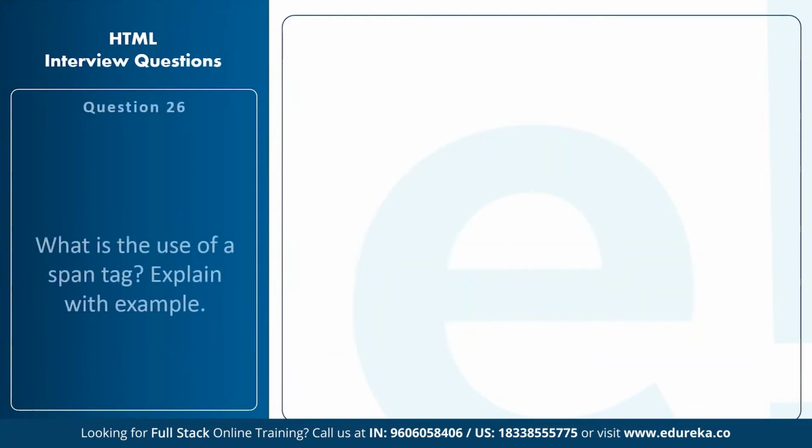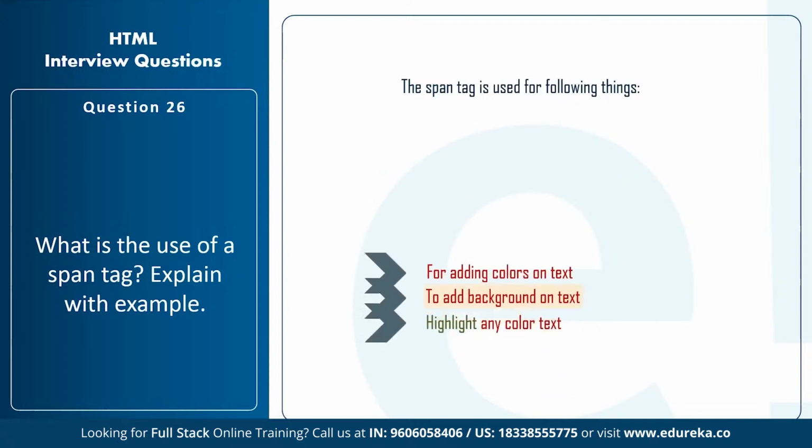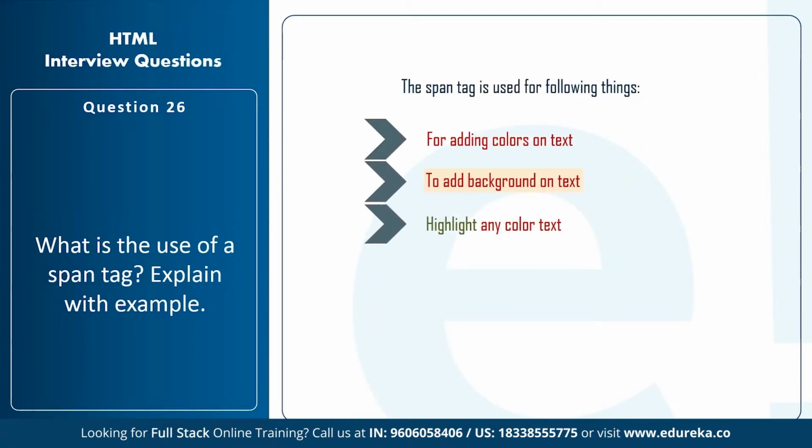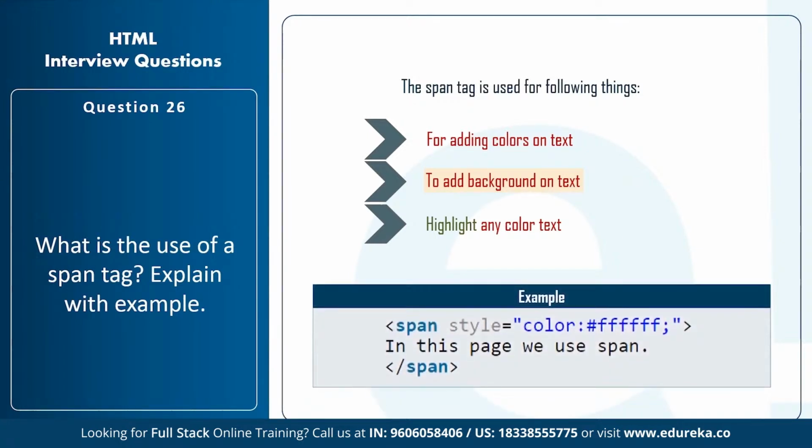Now moving on to the next question. What is the use of a span tag? We have already seen in the previous question how we have used the span tag and also the difference between the div and the span tag. Now this span tag is actually used for adding color on the text or in order to add any background on text, also to highlight any colored text. So here is an example on how you can use this particular span tag.